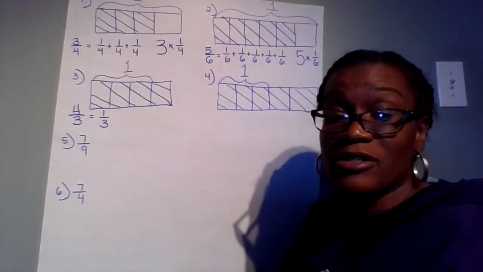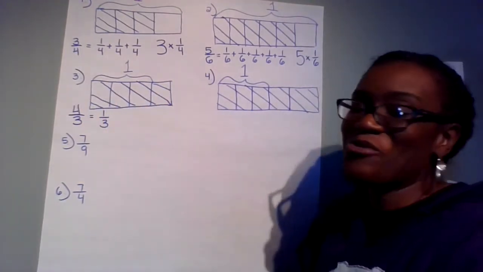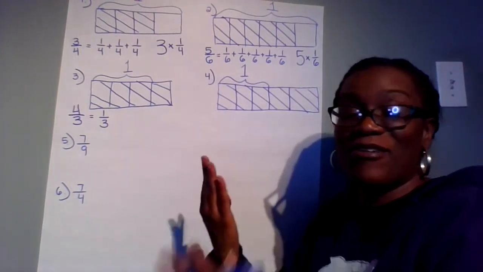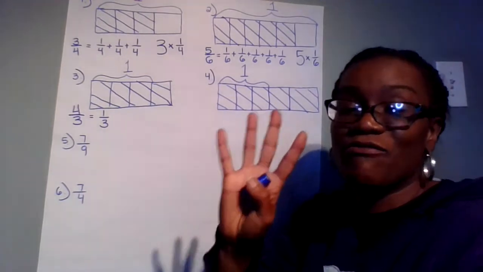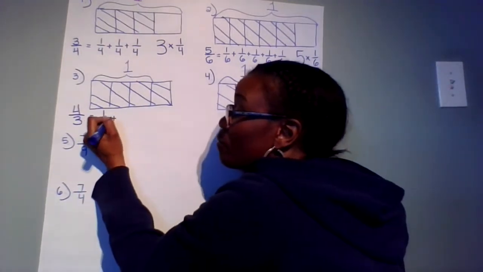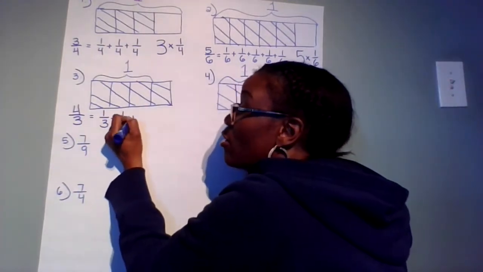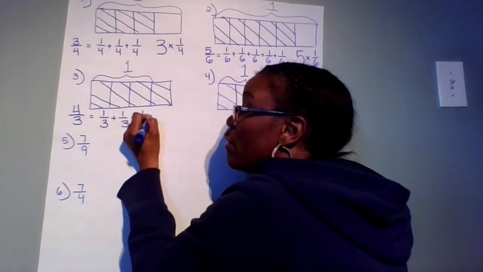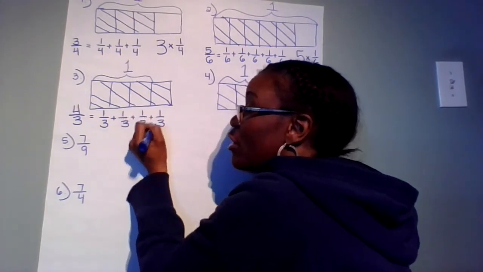And how many parts are shaded? You guys are so smart. It's 4 parts that are shaded. So we have 1/3 plus 1/3 plus 1/3 plus 1/3.